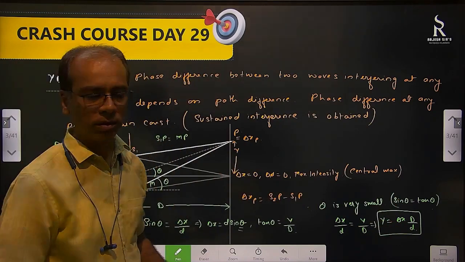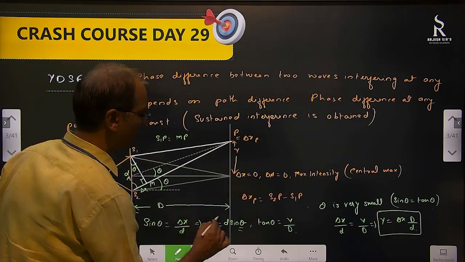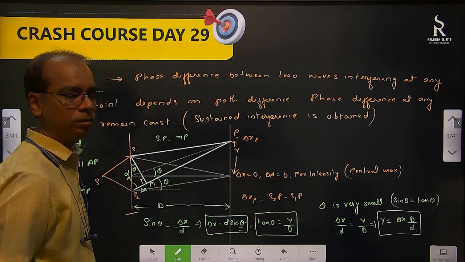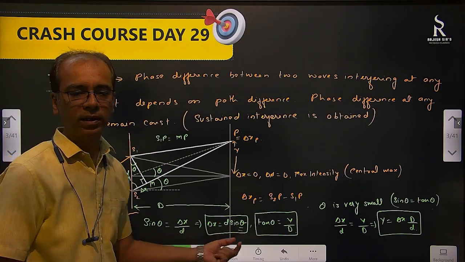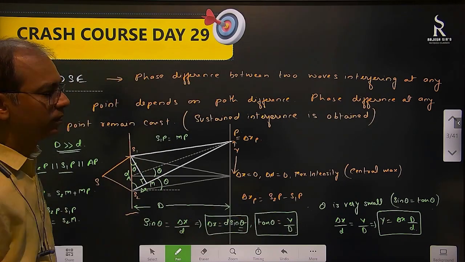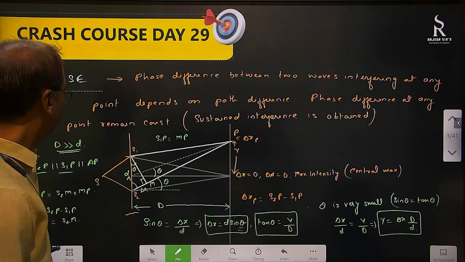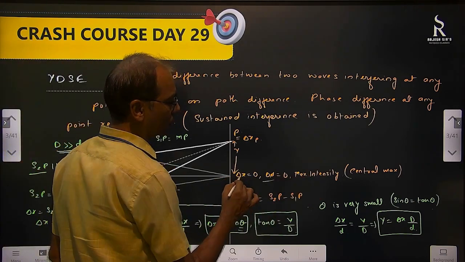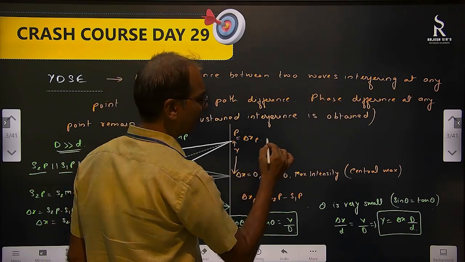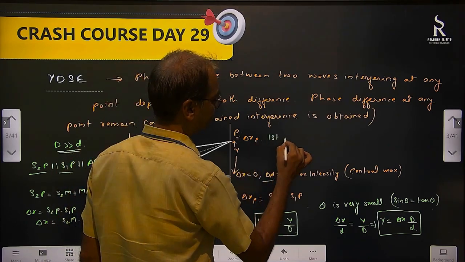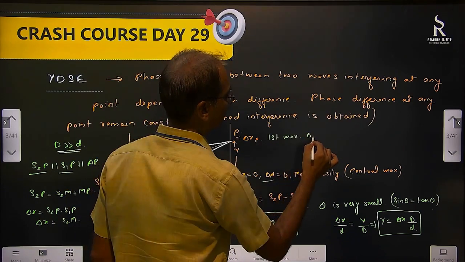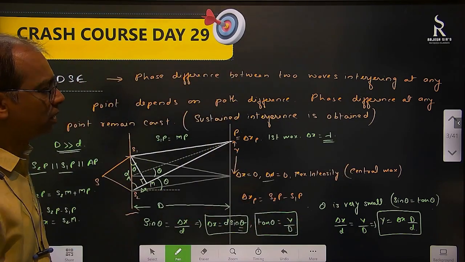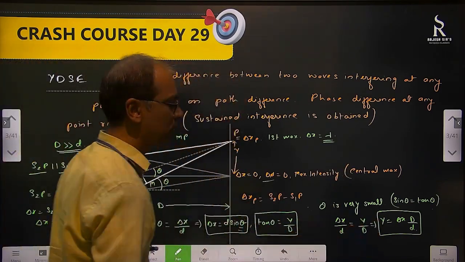Most important formulas. Formula number 1: delta x is d sine theta. Formula number 2: tan theta equals y by D. And if you remember this also, fine: y equals delta x capital D by small d. Now suppose this was the central maxima where path difference is 0. If this is going to be the first maximum, then here delta x will be lambda. So what will be its position? That position will be given by this y equals. Okay, let's see.